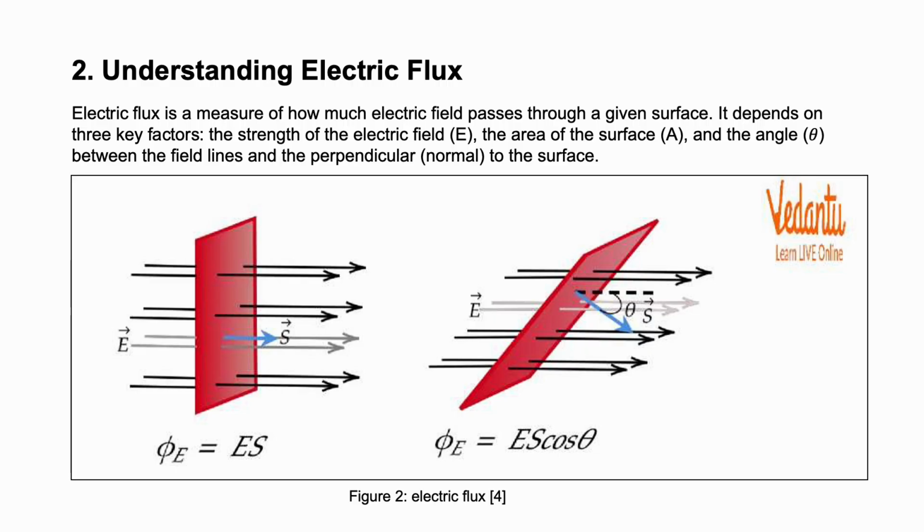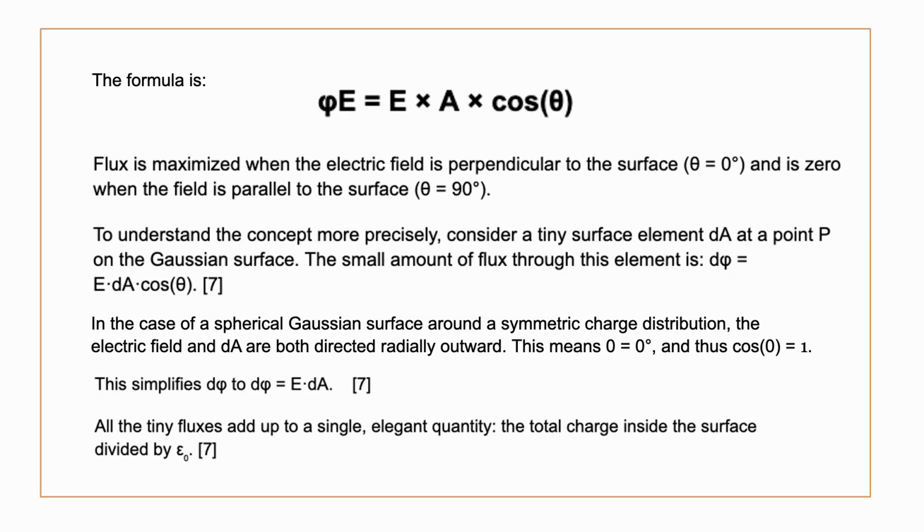Field lines are connected to electric flux. Electric flux is a measure of how much electric field passes through a given surface. Three factors affect the electric flux, and these include the electric field denoted by E, the surface area denoted by A, and finally the angle between the field lines denoted by theta. The formula for electric flux is phi equals E times A times cosine theta. Flux is largest when the field is perpendicular to the surface and zero when it is parallel.